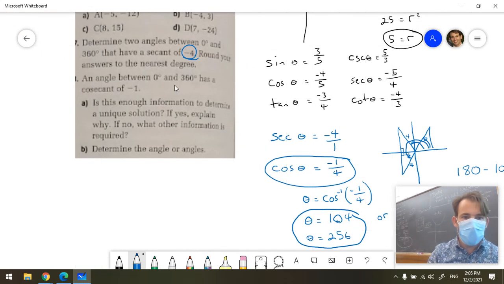Now an angle between 0 and 360 has a cosecant of negative 1. Is this enough information to determine a unique solution? Yes, it is. There's only one place where sine is negative 1, right here. So this is the angle 270. Sine is going to be negative down here and positive up here, and this is the place where it's negative 1. Sine is 1 at 90 degrees and negative 1 at 270. So theta equals 270.